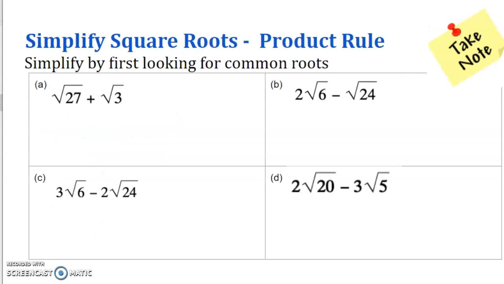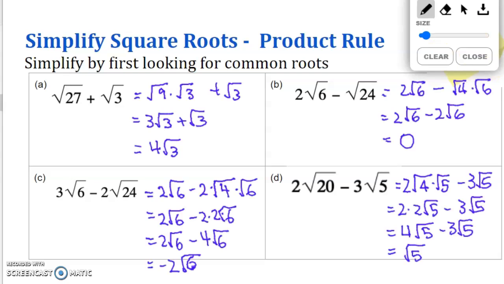Okay, so I want you to pause the video and try to do these problems yourself. Then have a look at my answers, compare your answers against my work, and see if you can find any errors or any differences.